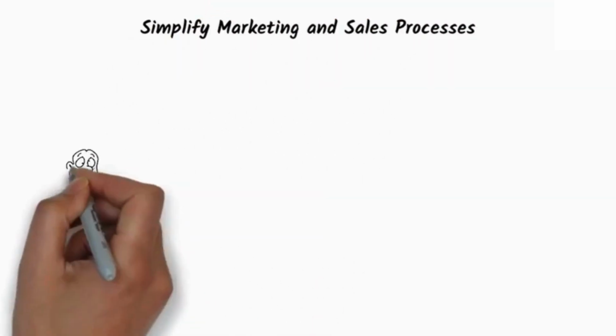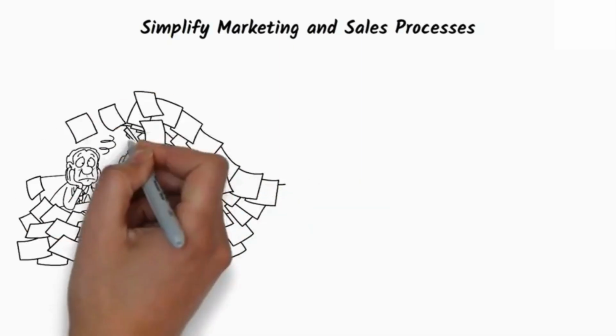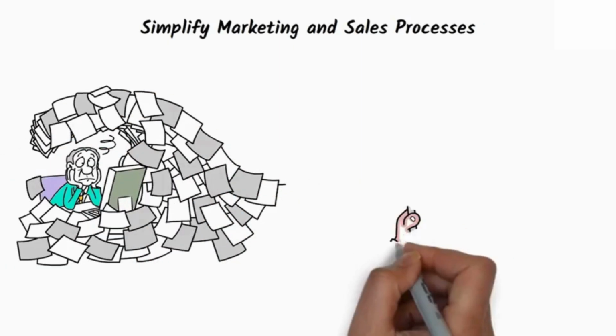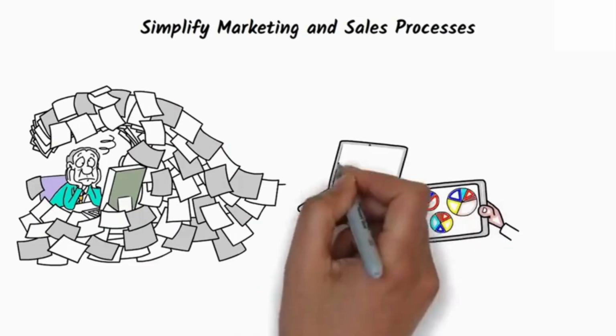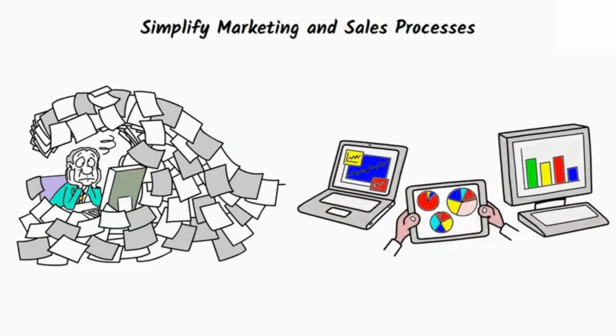Objectives of CRM. Simplify marketing and sales processes. One of the primary objectives of CRM is to streamline marketing and sales processes. By implementing CRM systems and automating tasks, businesses can eliminate manual and repetitive work, improve efficiency, and provide a seamless customer journey from lead generation to conversion.